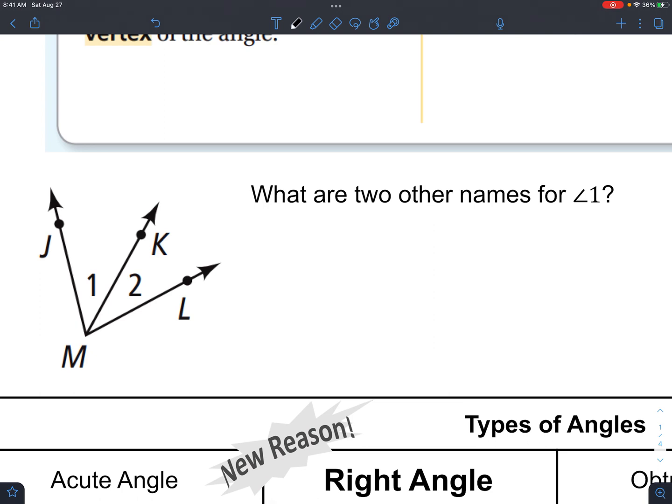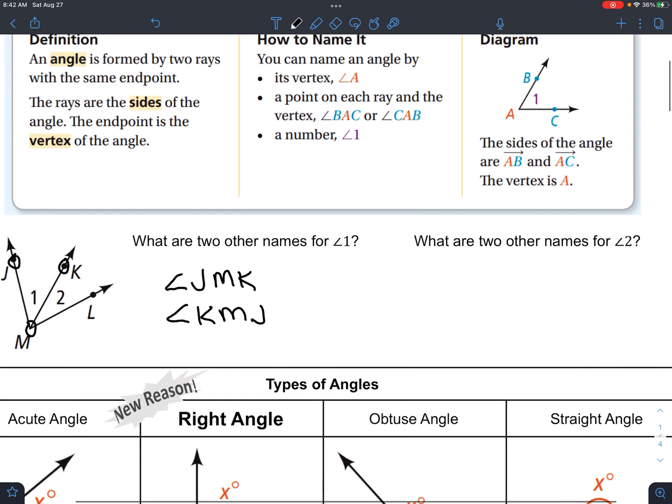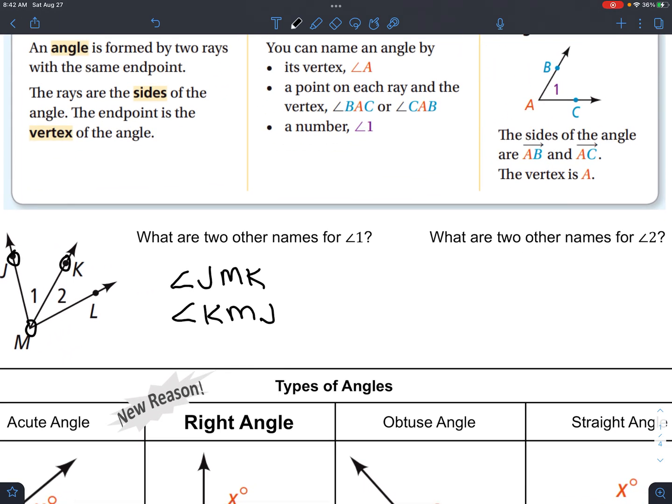So what are some other ways you can name angle 1? Well, for one, you could just name it angle 1, but we already have that name. So you always want to make sure you have the vertex M in the middle, but it doesn't matter the order. So these would be two names for 1: J, M, K, and the other way around as well. And then, what do you think for angle 2? Same deal. How about K, M, L, and L, M, K?